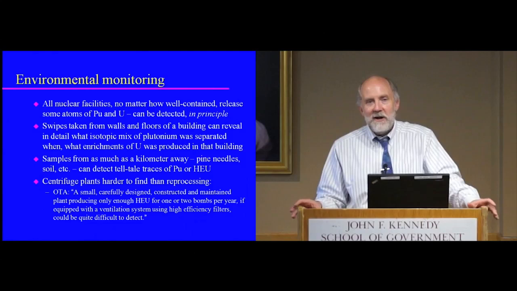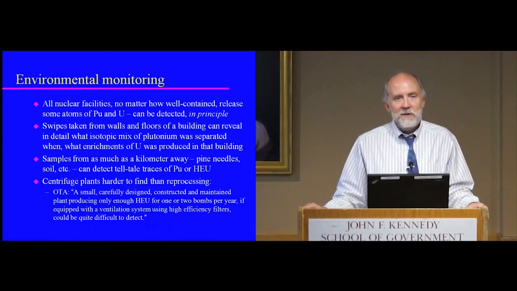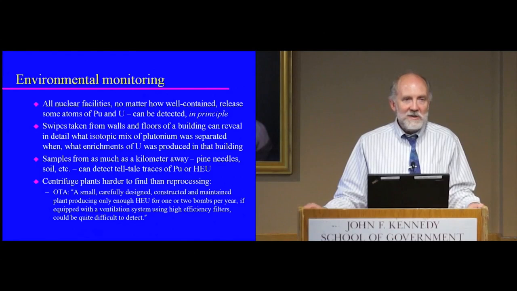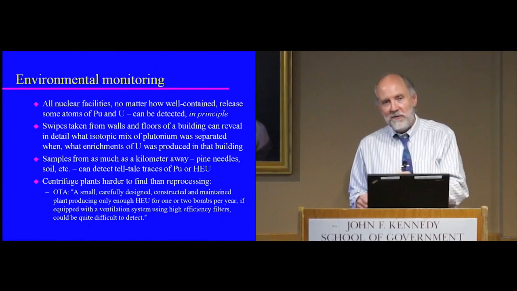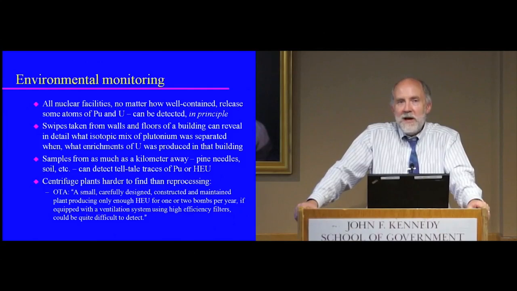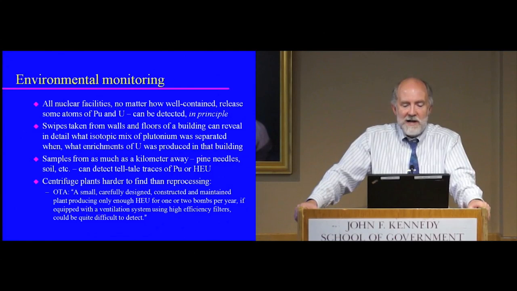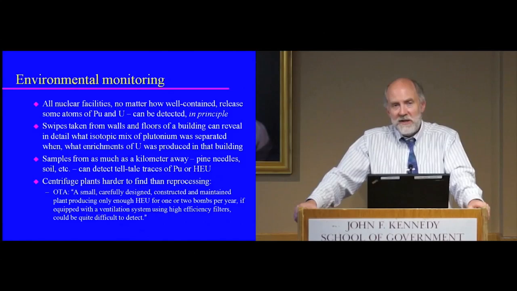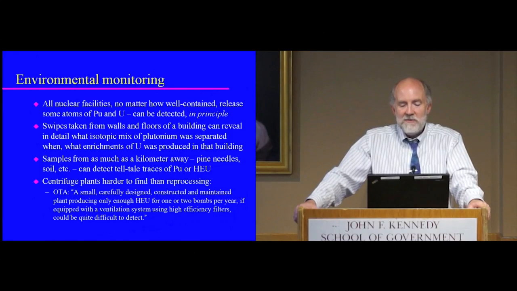All nuclear facilities, no matter how well contained, release some atoms of plutonium and uranium, which can in principle be detected. In particular, if you're inside the building, if you can take a swipe from the wall, from the floor, from the piece of equipment, that will almost always reveal in detail what isotopic mix of uranium or plutonium was processed in that building. Sometimes you can take samples from a kilometer away, pine needles, soil, and so on, and still detect telltale traces of plutonium and highly enriched uranium.